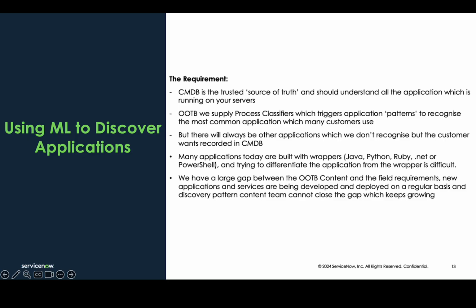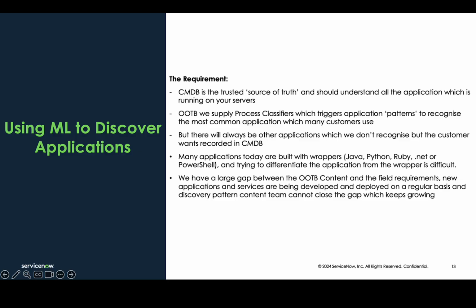We all know that CMDB is the trusted source of truth and should understand all the applications running on your servers. So out of the box, we do supply process classifiers, which trigger patterns, horizontal patterns, to recognize the most common applications which many customers use. But we all know that there will always be other applications which we don't recognize, but the customer wants recorded in CMDB. And nowadays, many applications are also built with wrappers around Java, Python, Ruby, PowerShell. And trying to differentiate the applications from the wrapper is proving difficult.